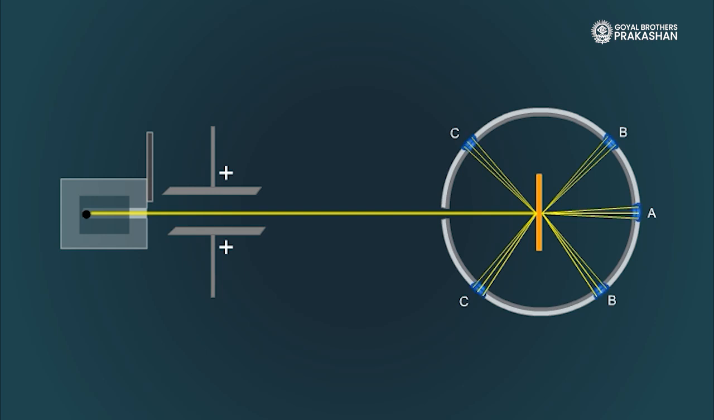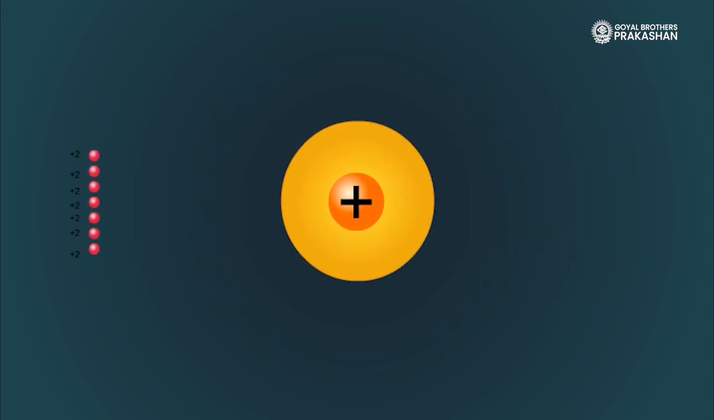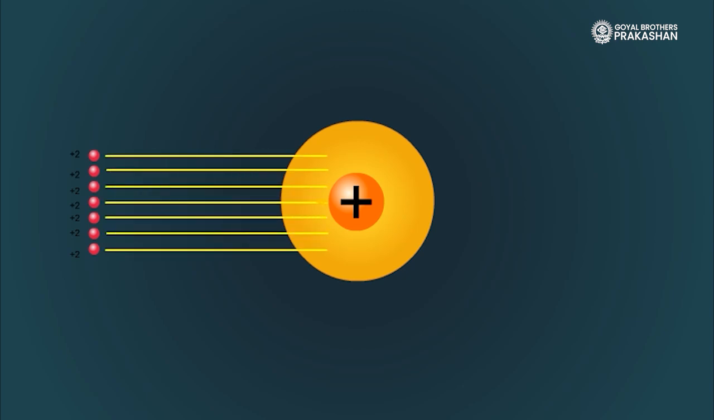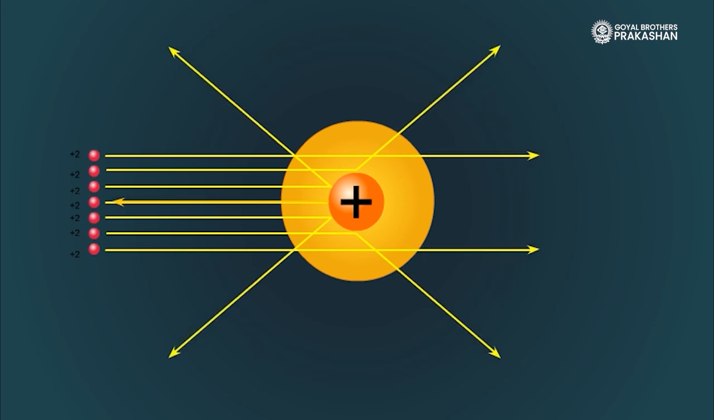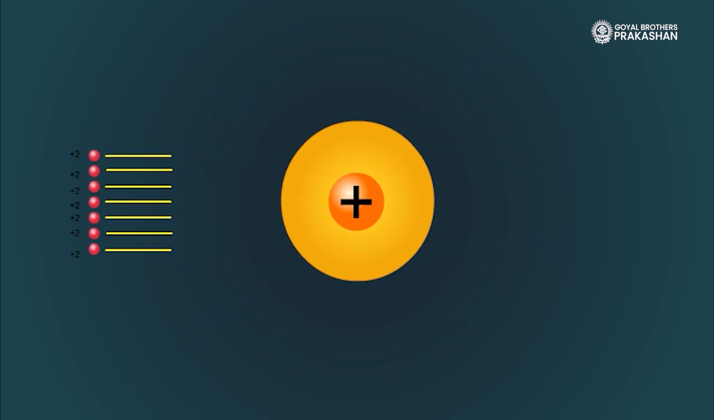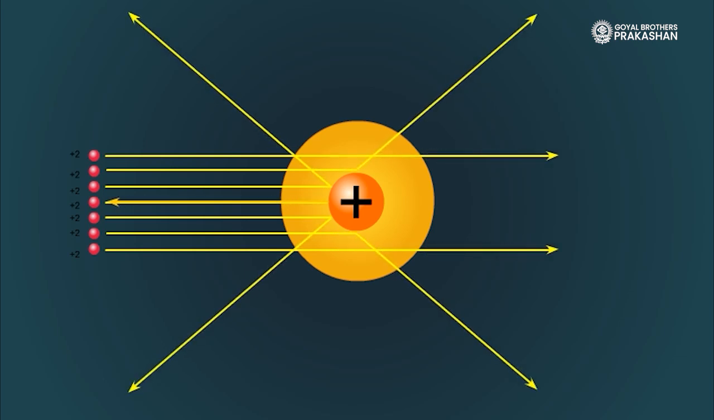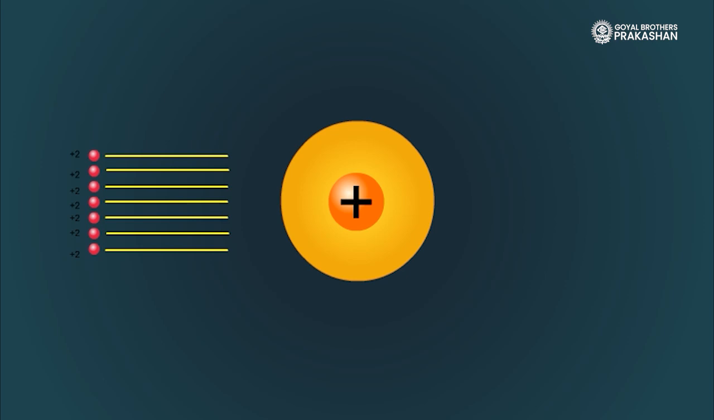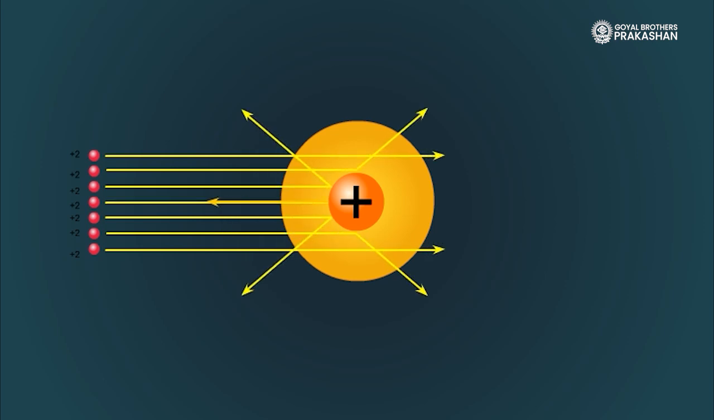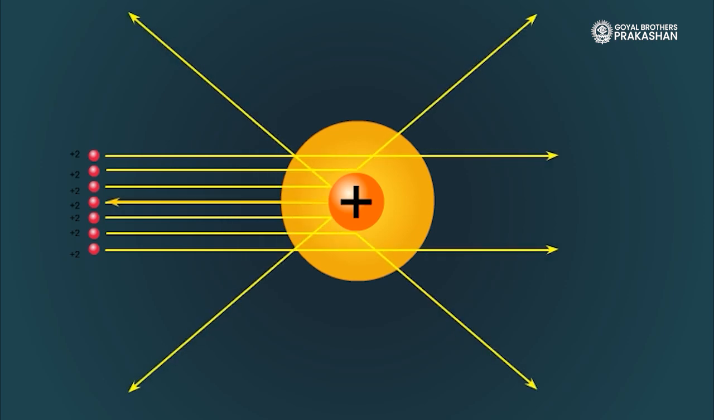These observations can be explained only if we assume that the positive charge in the atom is concentrated in a very small place within the atom. Following is the summary of Rutherford's experiment. Most of the alpha particles passed through the foil straight without suffering any change in their direction. A small fraction of alpha particles deflected through small angles and few through large angles. 1 out of 12,000 particles appeared to rebound.